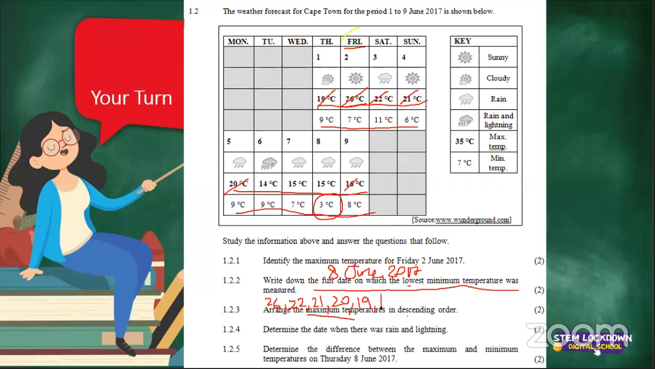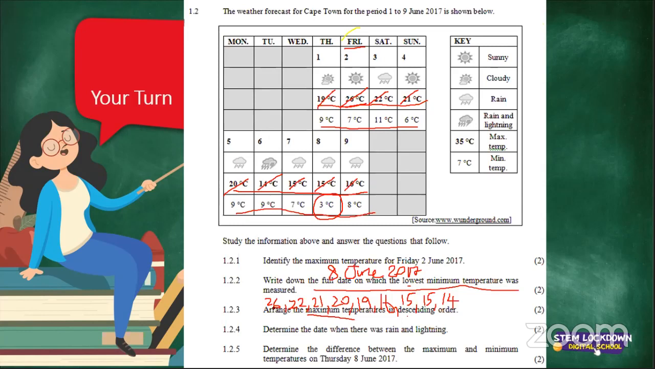After 16, you have two 15s, 1, 2, and then you have 14. When you're done writing this, just double check that you have the same total numbers. Here there's 1, 2, 3, 4, 5, 6, 7, 8, 9. So here again you should have 9.